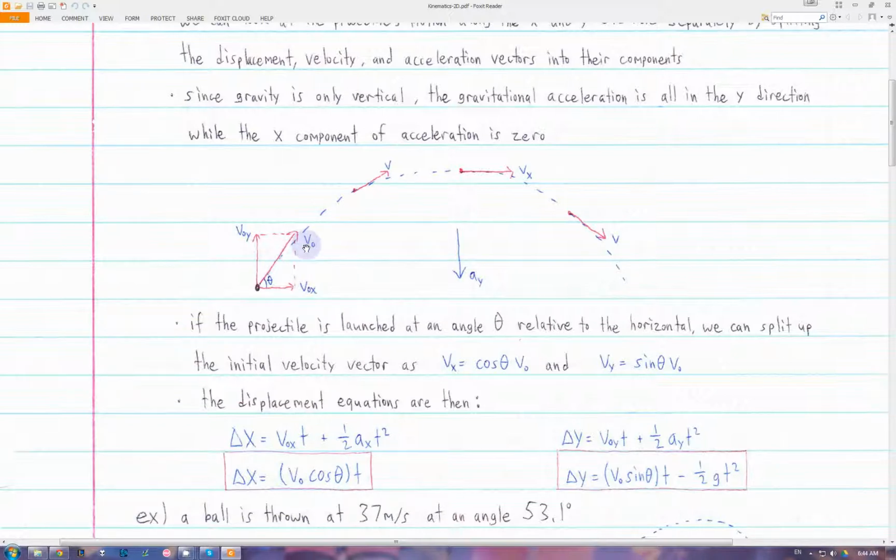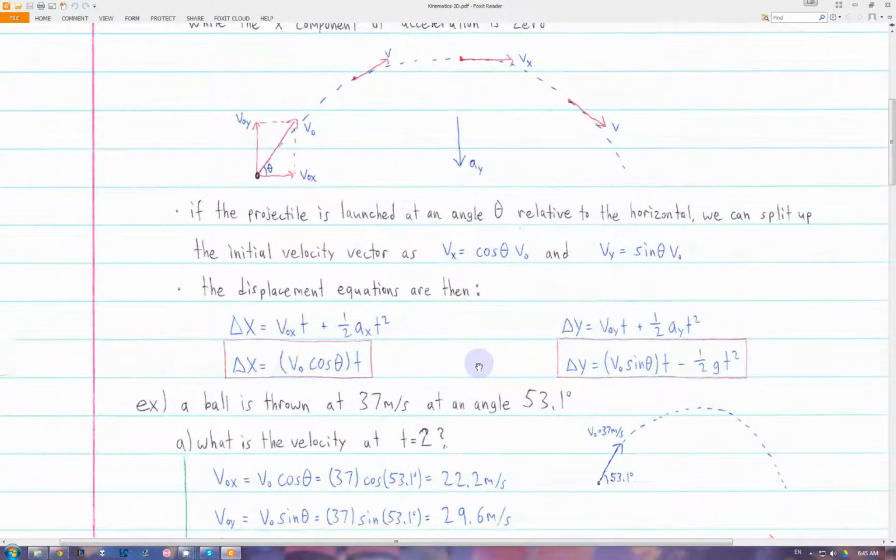Likewise, we can find the y component of this initial velocity vector by doing sine of theta multiplied by the initial velocity. So substituting these expressions into the displacement equations, we can find the equations for the motion along the x-axis and the y-axis. Since we know that along the x-axis the acceleration is always 0, we just ignore this term. And along the y direction, the acceleration is always negative 9.8, which is negative g. So these are the displacement equations we use to analyze the x and y motions of a projectile.